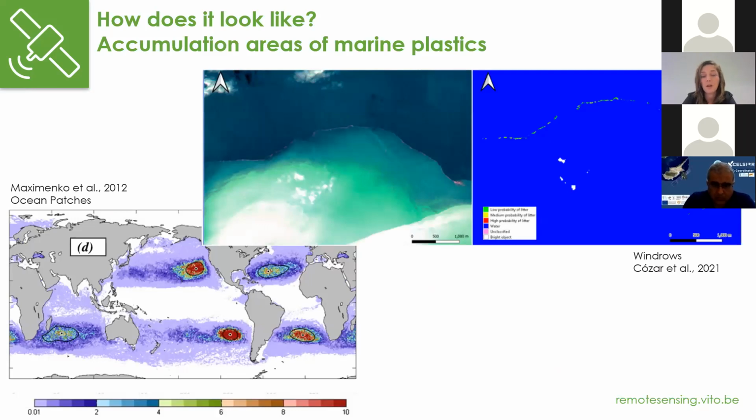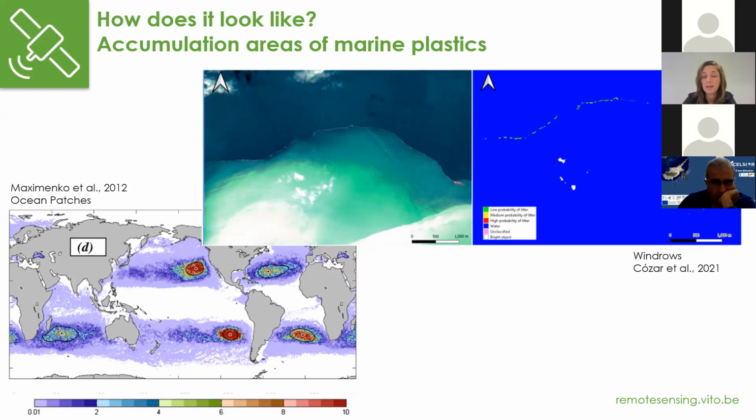Again, how do these accumulations look like? Maybe you have all heard about these large garbage patches in the open ocean. There's a nice picture here at the left. This is coming from a publication of Maximenko in 2012. And there you see the 5 large garbage patches in the open ocean. Of course, we have to realize that these are very, very large areas. And it's not like it's really an accumulation of plastics. It's an extremely large area where you can find some plastics here and there.